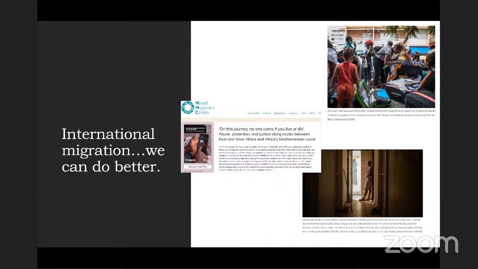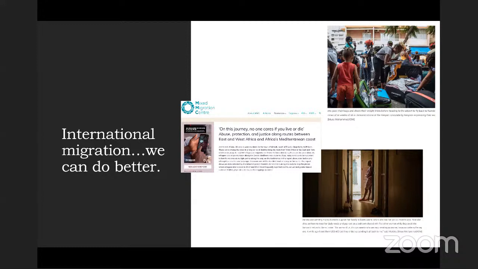We can do better, definitely. Even though the slide says international migration, what I meant to say is international cooperation. The word migration was resounding in my mind. We can definitely do better. We can see how people feel, in the article there from the Mixed Migration Centre, which looked at abuse, protection and justice along the routes.